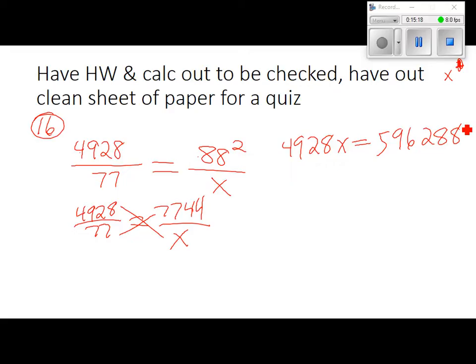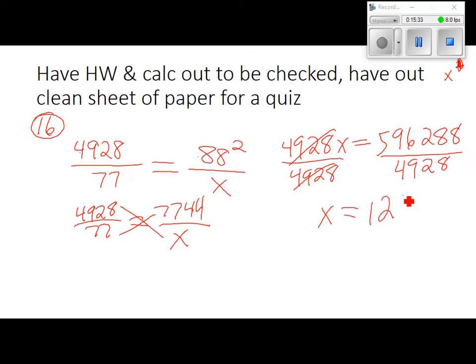Now what do we do? Divide. Divide both sides by 4928. These cancel out. You're left with what on the left-hand side? X. What's on the other side? 121. And luckily, now, that thing. Dakota, we did all the same steps that we do, and we got this, right? Now watch.